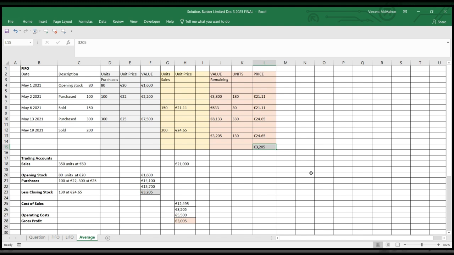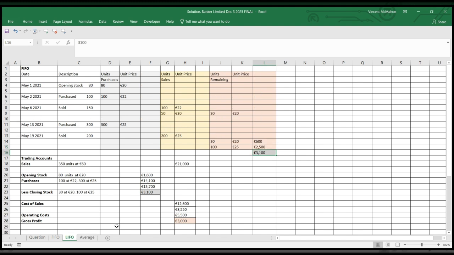So there are three different methods. Value of closing stock using average 3205, using LIFO 3100, using FIFO 3250. That's the first part of the question. I'll stop the video there, put together a second video for the trading account part.